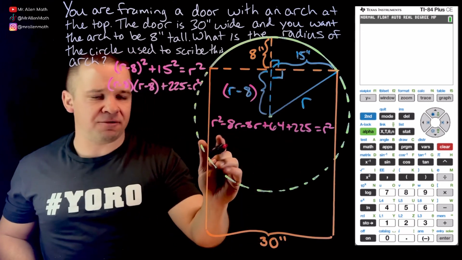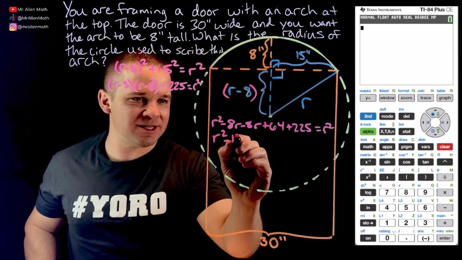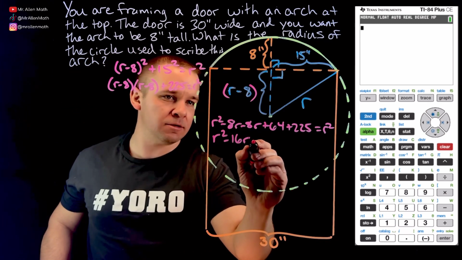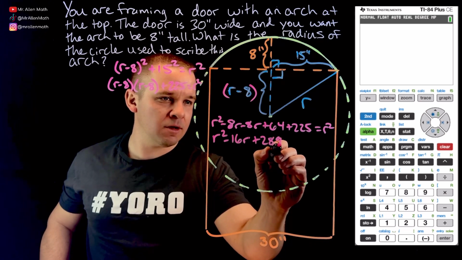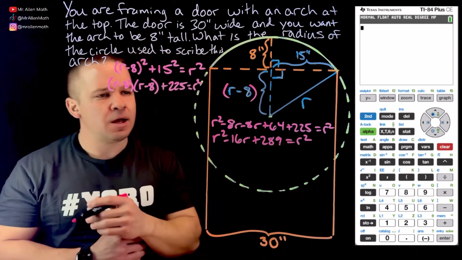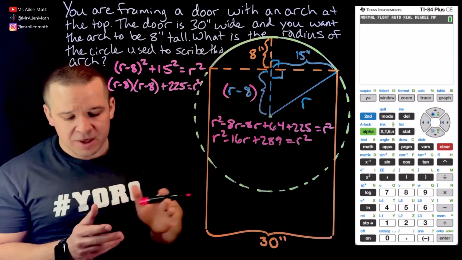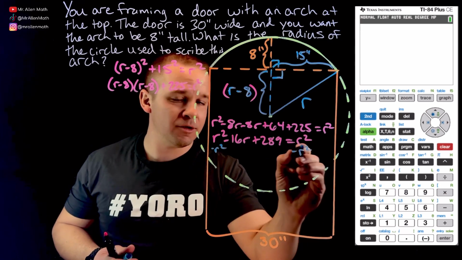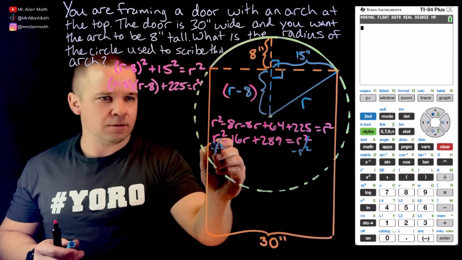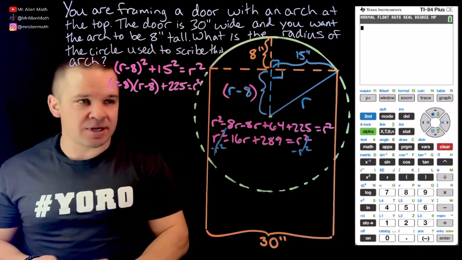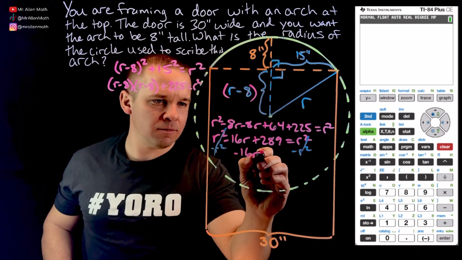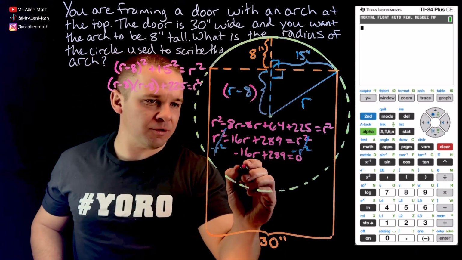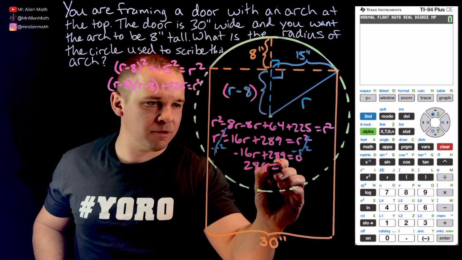I'm going to clean up the left-hand side first, okay? So we got r squared minus 16r, and then 64 and 225. What is that, 289? Okay? Equals r squared. Now, I want to solve for r, and thankfully, if I subtract r squared on both sides, those guys are gone, right? Boom, gone. So now I just have negative 16r plus 289 equals 0. Well, how about I add 16r to both sides? So then I'll have 289 equals 16r.